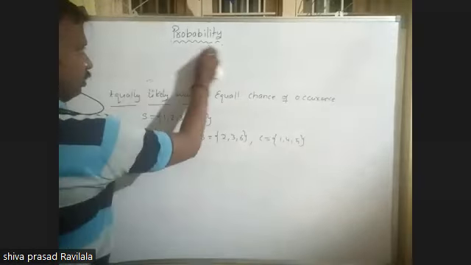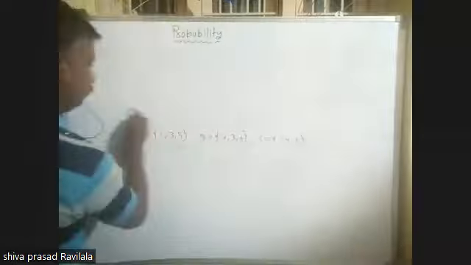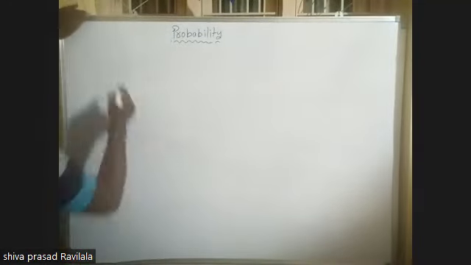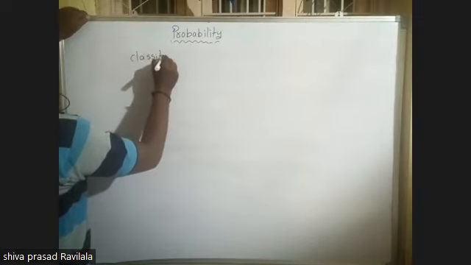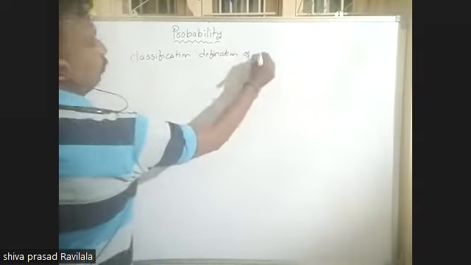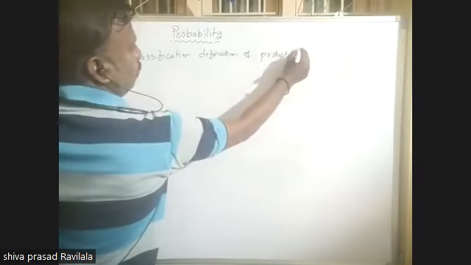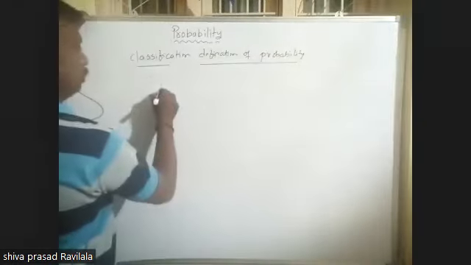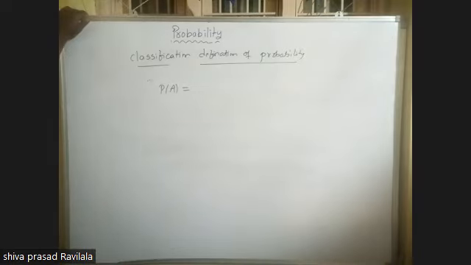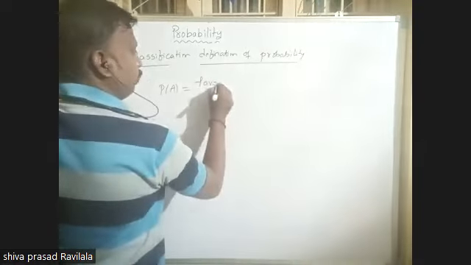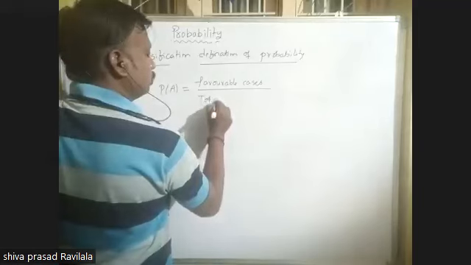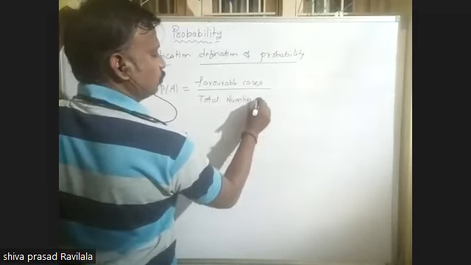Next, the important and main definition of probability and the latest sums. Classification, definition of probability. Students, you directly write down probability. Only one thing: P of A or P of E is equal to, simple thing, probability of A is equal to favorable cases by total cases. That's enough. Favorable cases by total outcomes, the total number of outcomes.